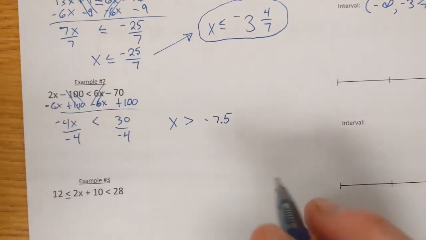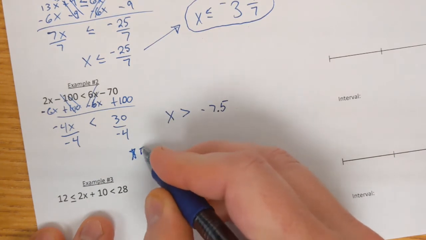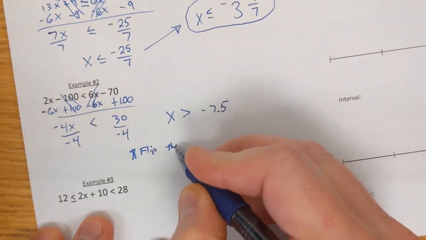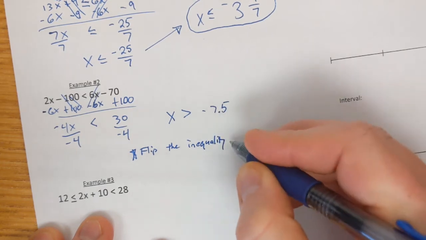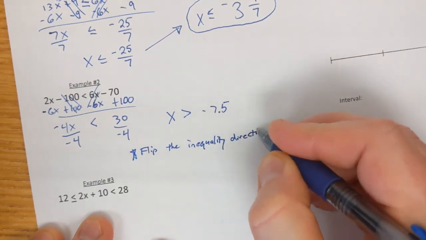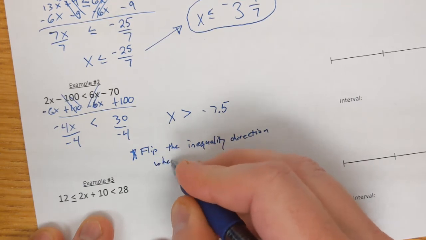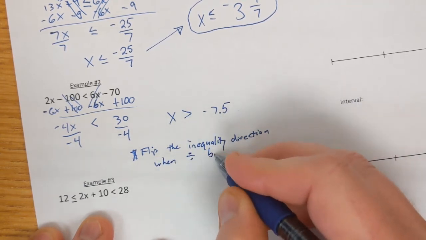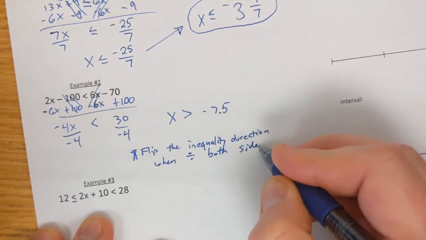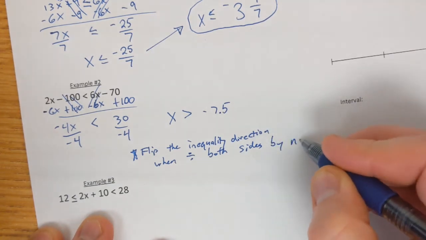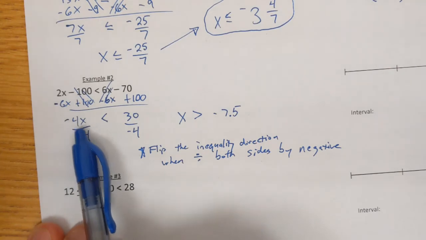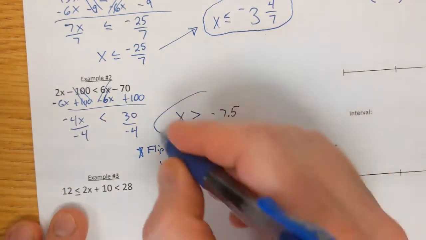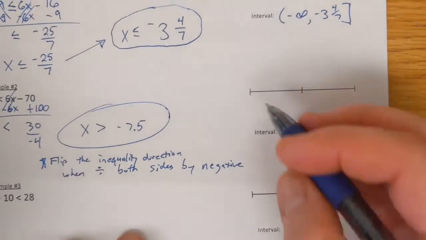But let's make a note here. You always flip the inequality direction when dividing both sides by a negative, like in this case, this coefficient of -4. So here is my answer written as an inequality.